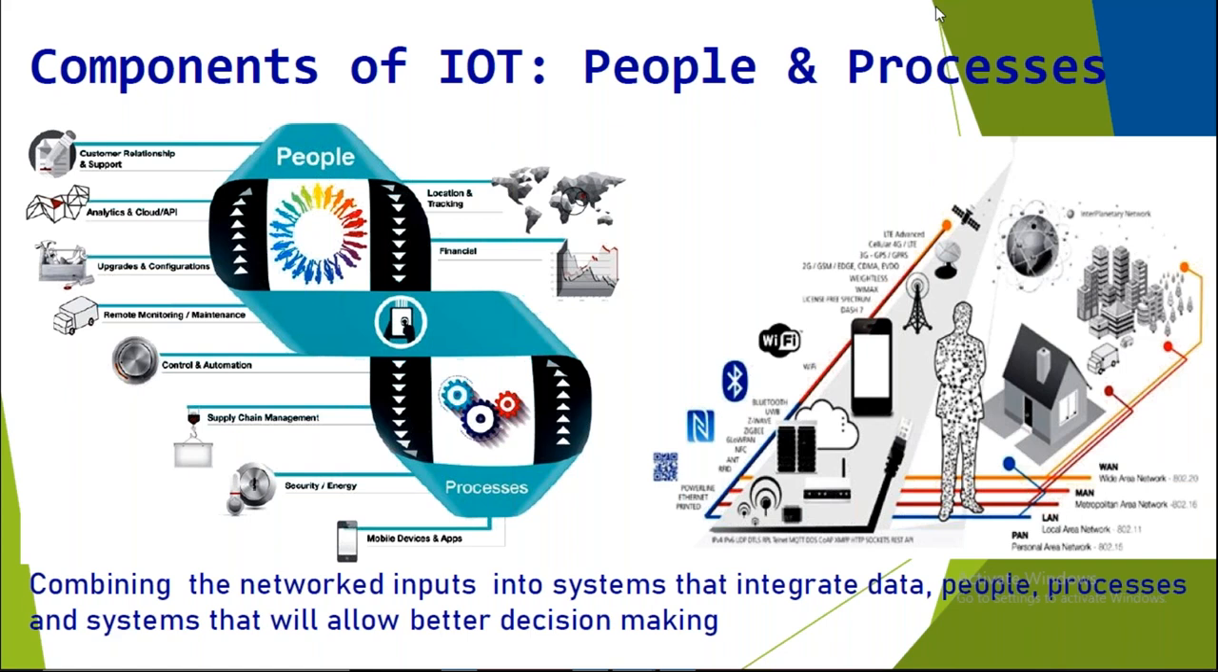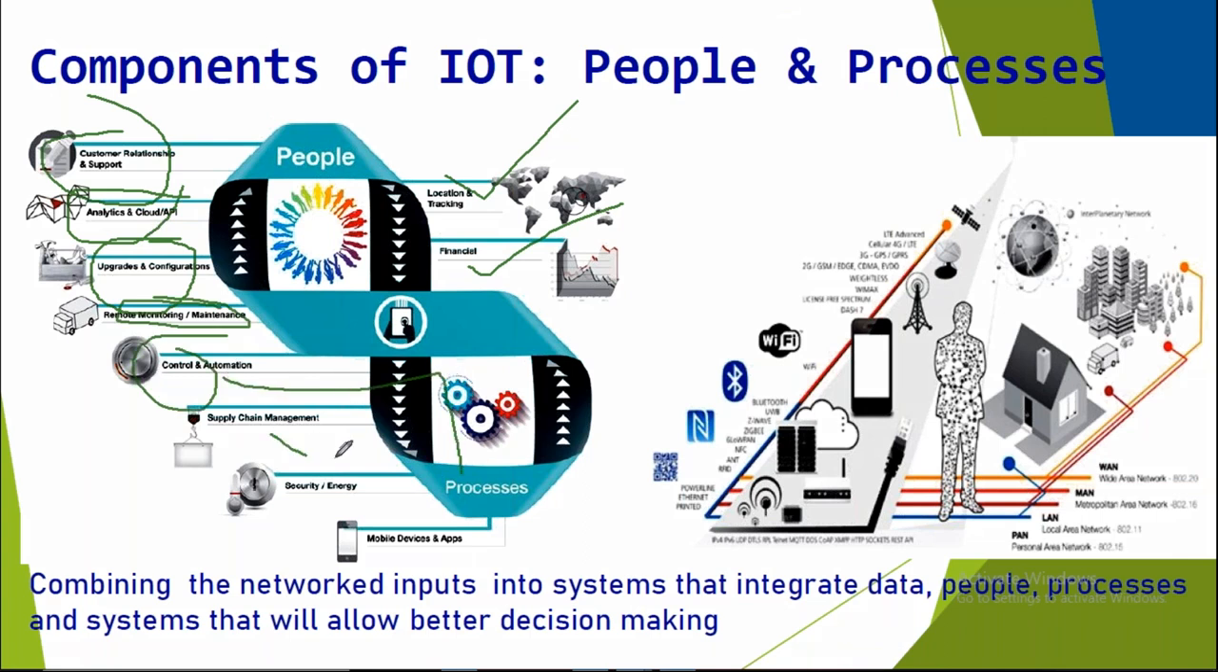Some people, location, maybe tracking for people, stock market, or price forecasting. These types of things you get from the IoT, and then customer relationship and support, analytics and cloud. Then upgrades and configurations, maintenance, control, and the process control automation, supply chain management, security, energy, devices, and IoT.